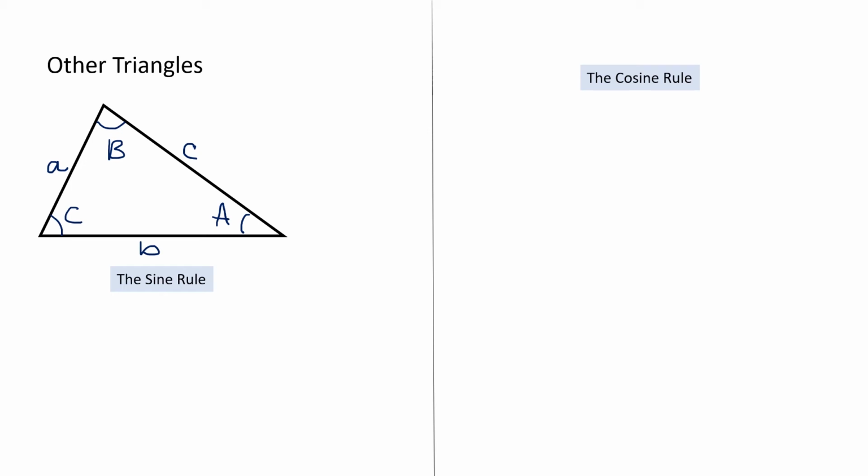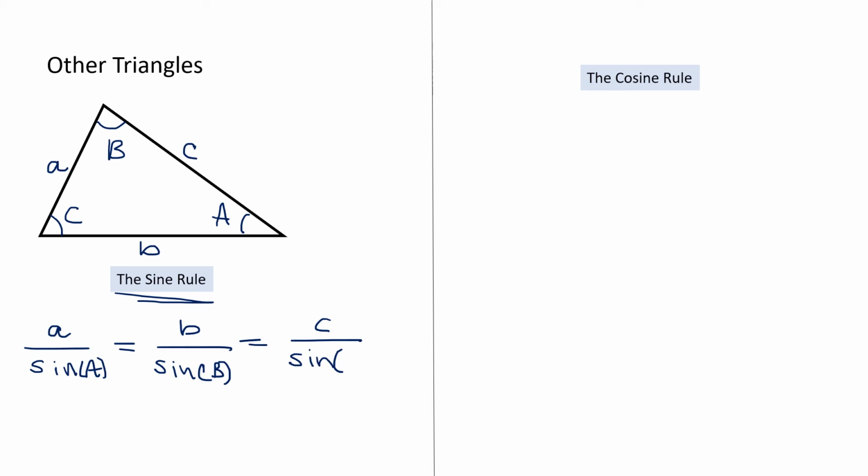What the sine rule says: the ratio between side a over sine A is equal to the ratio between side b over sine B, and this is equal to the ratio between side c over sine C. You can also write this formula as sine A over a is equal to sine B over b is equal to sine C over c.